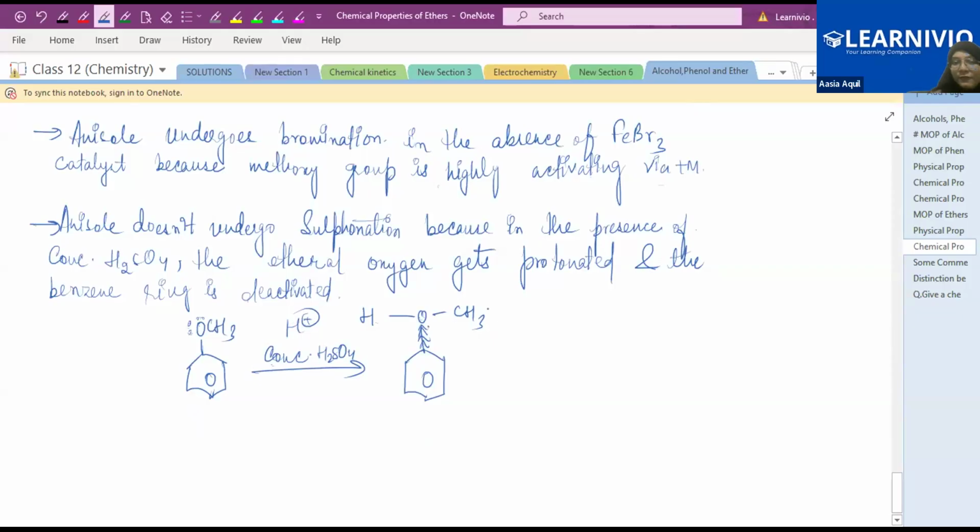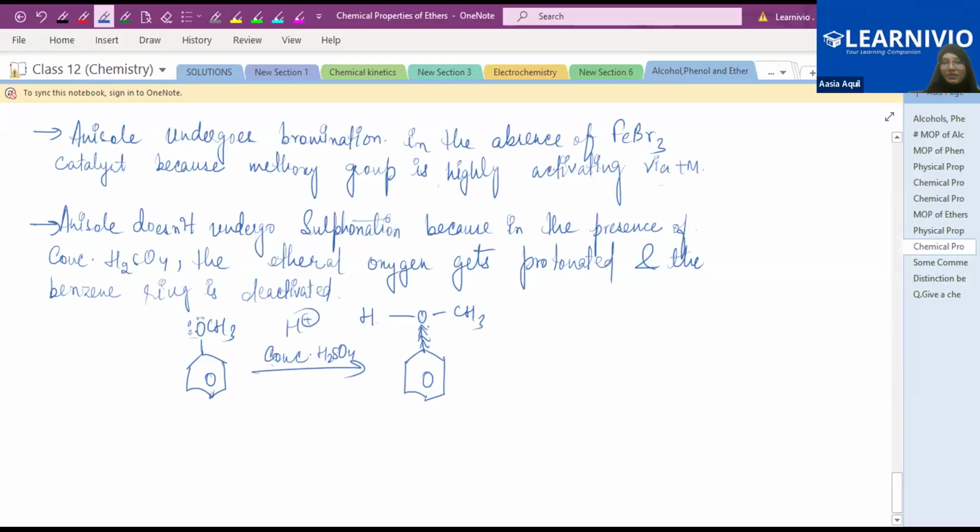So when you try to do the sulfonation of anisole, anisole does not undergo sulfonation. Why? Because in the presence of the H plus ion, meaning only the concentrated H2SO4 you are using, it will give you the electrophile H plus. Okay, the electrophile here is H plus. Due to the presence of only the proton, the ethereal oxygen, this ether oxygen, gets protonated. And due to this, the benzene ring will deactivate, right?